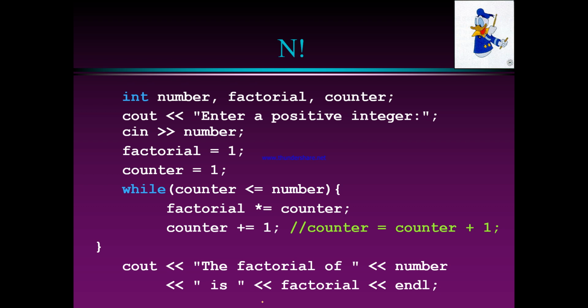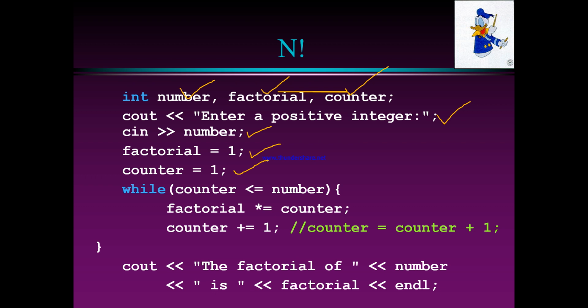So this is the program in the slide. You can see the number which will be input from the user. The factorial is the result of each multiplication, and the counter we will need to control the loop. We are asking the user to input a positive integer which will be saved in number. Factorial initially will be equal to 1, this is obvious. And then counter initially will also be equal to 1.